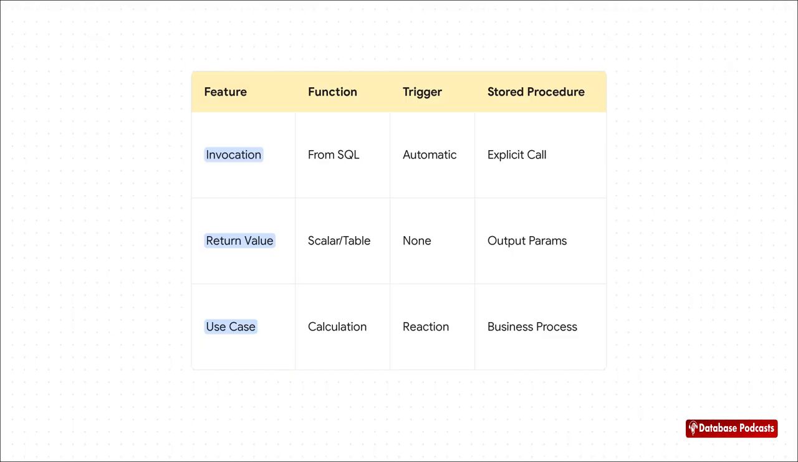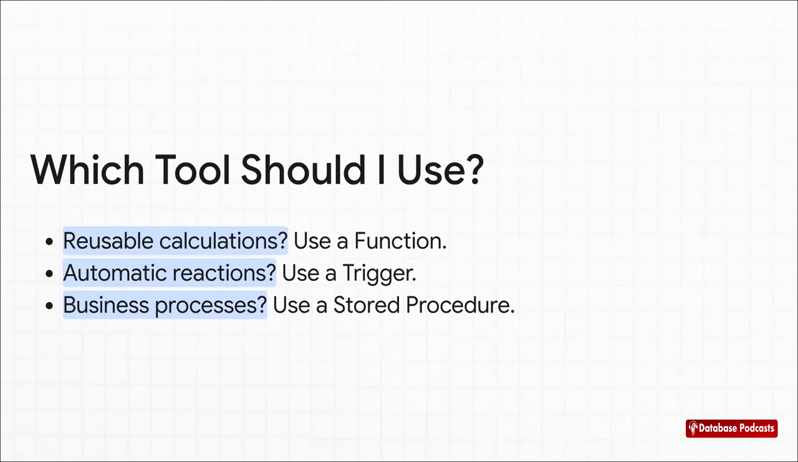And triggers, well, they're the special ones. They're invoked automatically by a data change. You don't call them at all. From there, their return values and their primary uses are just as different. So here's the simple cheat sheet. The real takeaway is this.